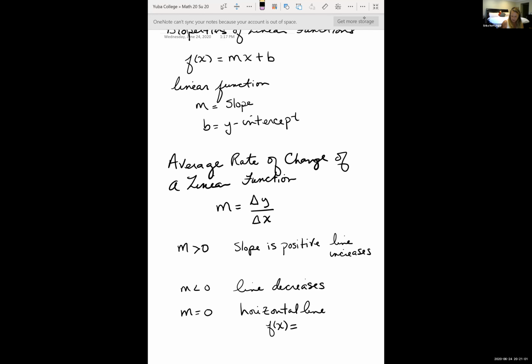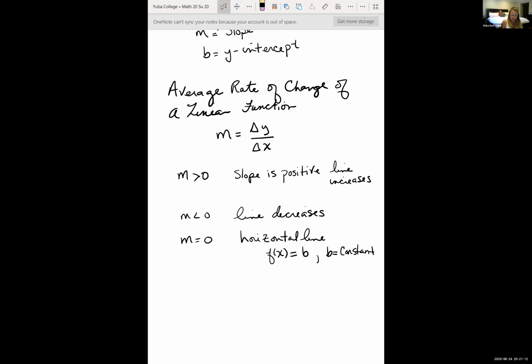So that would be in the form of f of x equals some number, so maybe b, where b equals a constant, or y equals b. And then if m is undefined, then we have a vertical line. And this was in the form of x equals some number. So let's say a, where a is some constant.